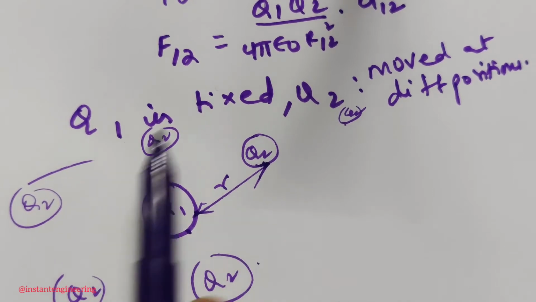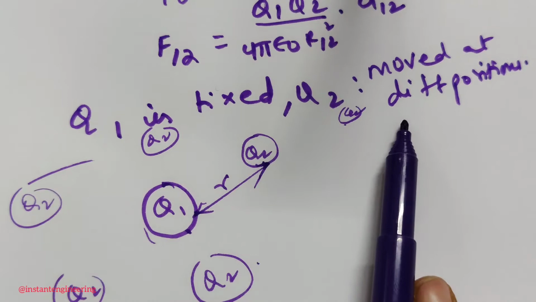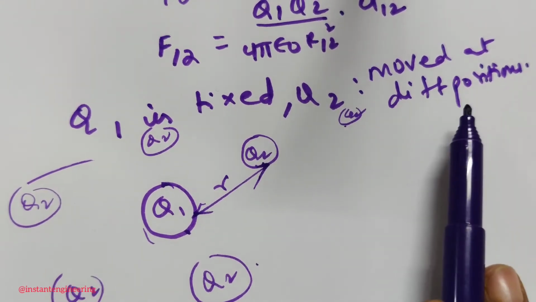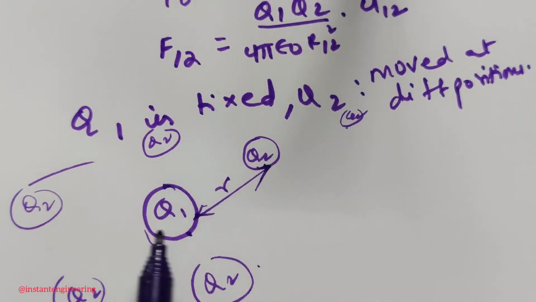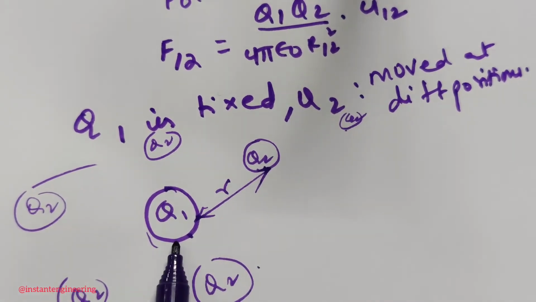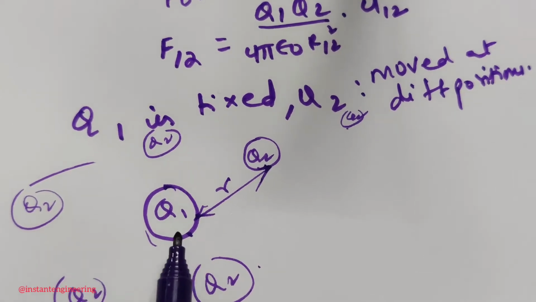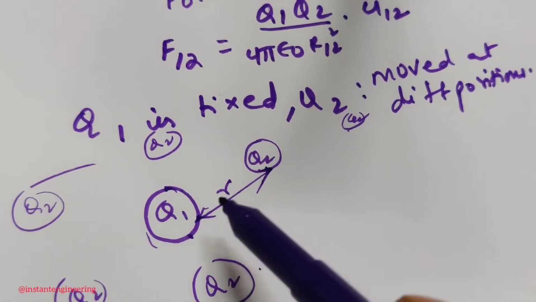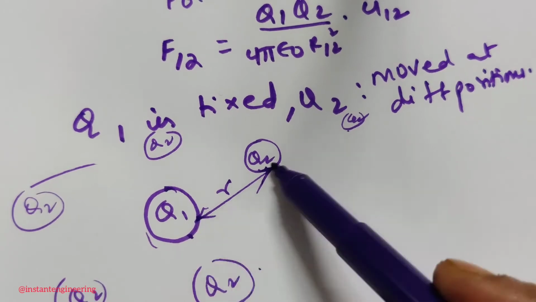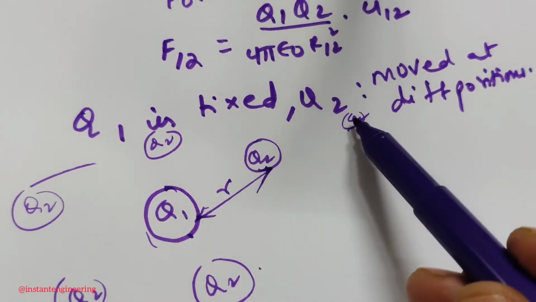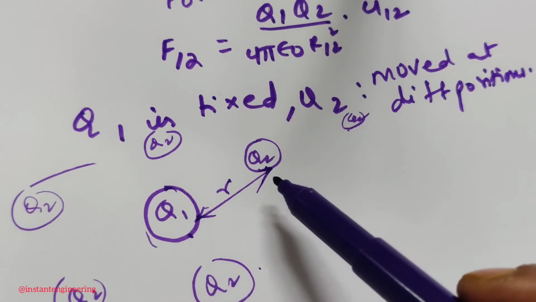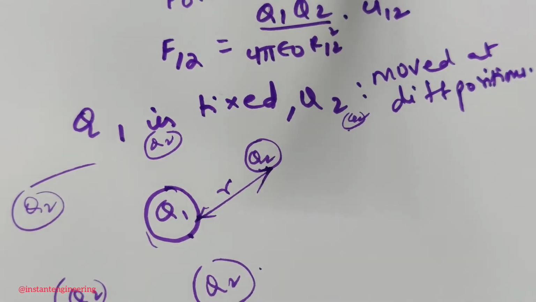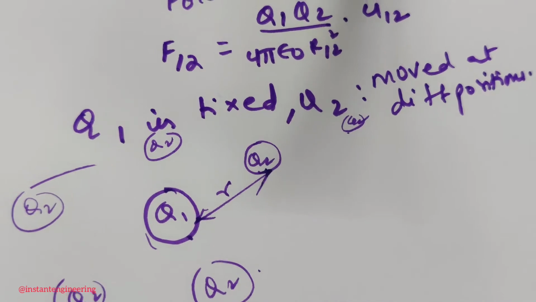So Q1 is fixed and Q2 is moved to different positions around Q1. At every one of these positions, Q2 will experience a force from Q1, right? From this we can understand that the lesser the distance, the more the force of attraction will be. The greater the distance, the force of attraction will be less. Now we will derive this expression.